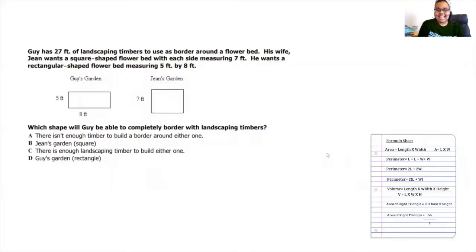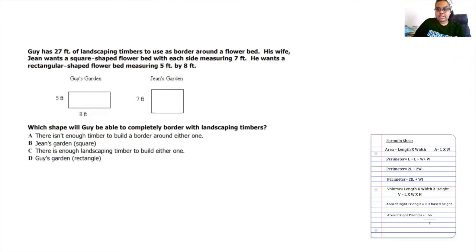Problem 2 says, Guy has 27 feet of landscaping timbers to use as border around a flower bed. His wife, Jean, wants a square-shaped flower bed, with each side measuring 7 feet. He wants a rectangular-shaped flower bed, measuring 5 feet by 8 feet. Which shape will Guy be able to completely border with the landscaping timbers?